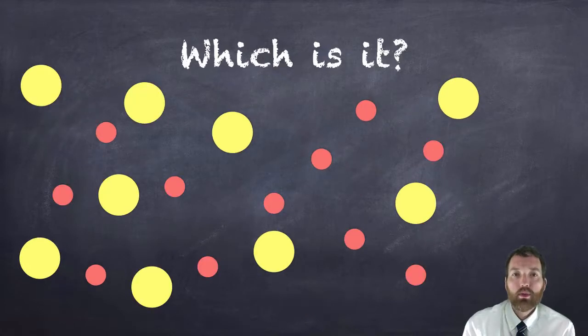And this one here, of course, is a mixture. They're not chemically combined. None of the atoms are touching. They're just physically blended together. We have yellow atoms and we have red atoms, but there's not a definite composition and there's not a chemical bond holding them together.